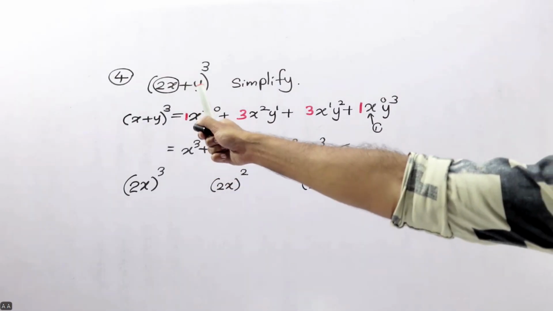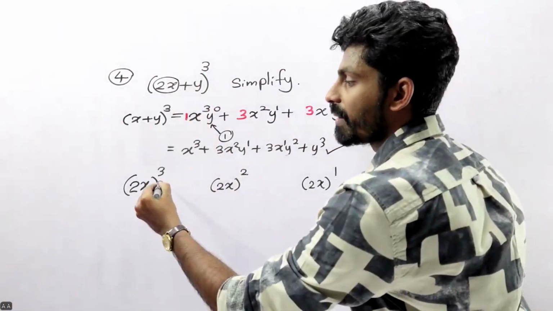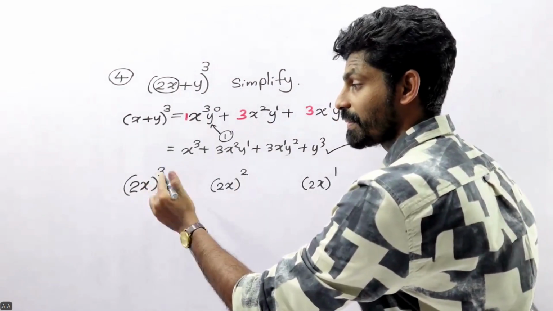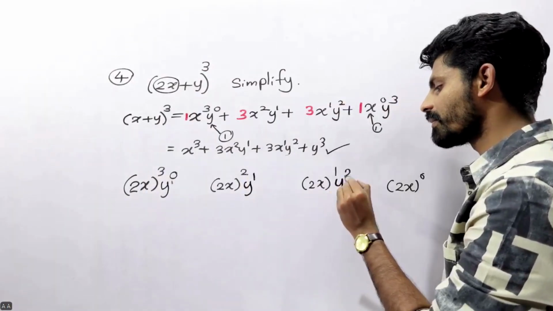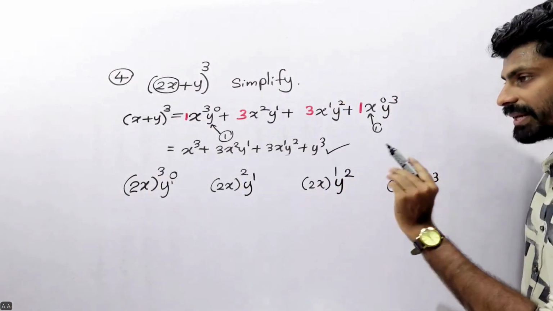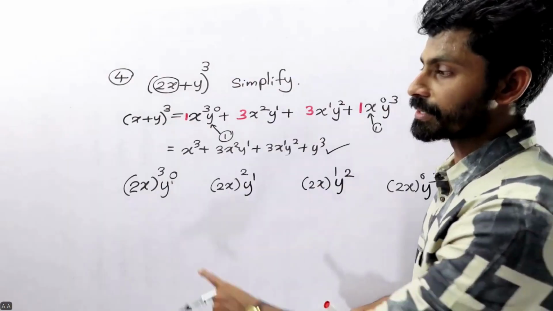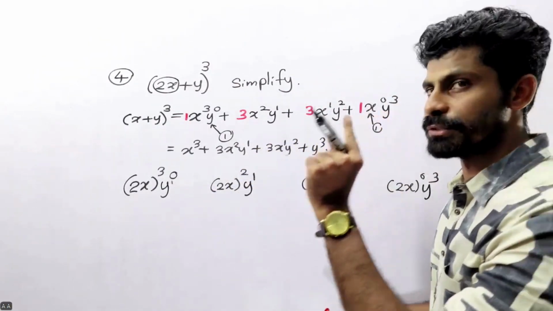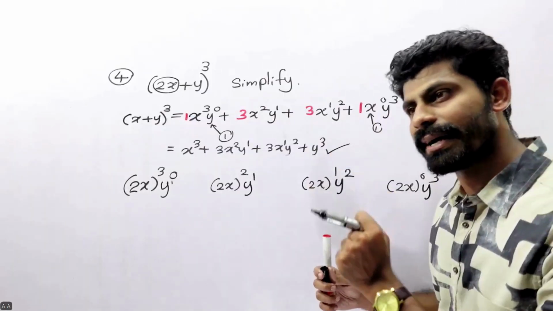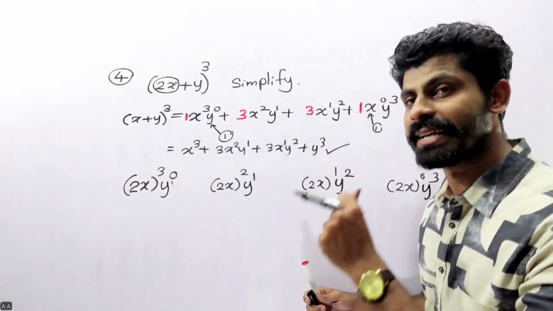Then what happened to the y powers? Y to the power 0, y to the power 1, y to the power 2, y to the power 3. Children, better to study again and again.